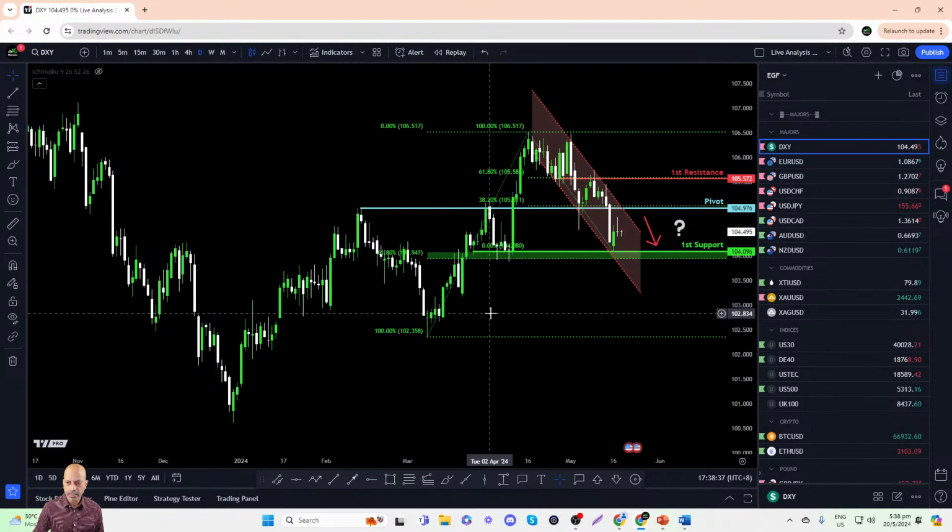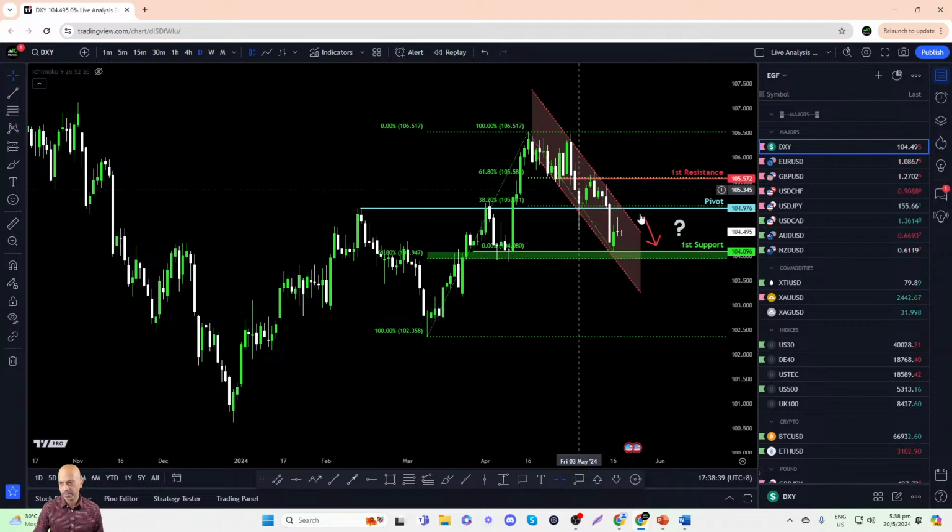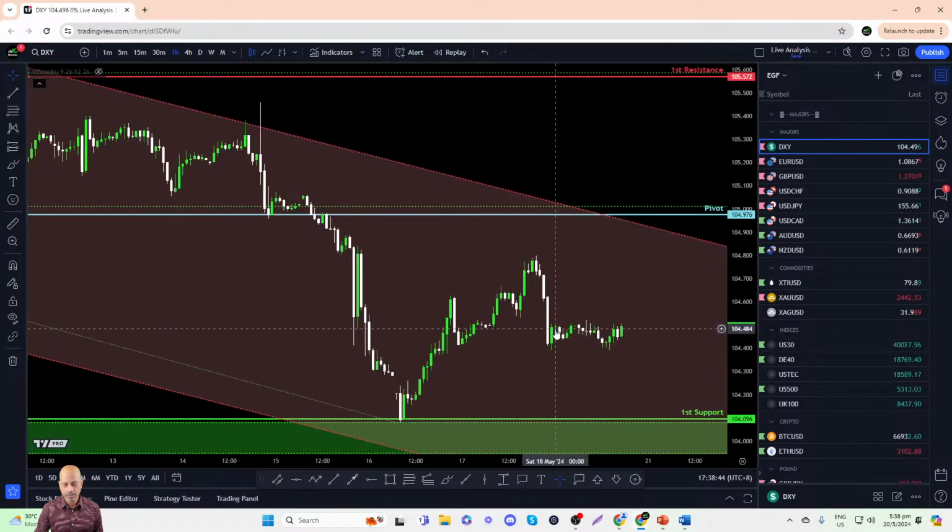All right, let's start, of course, with the dollar index. I'm on the daily time frame here, so we can see today actually the dollar index has not done much.